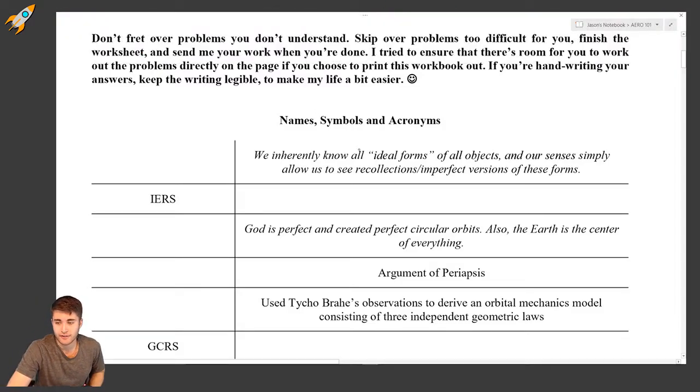So who said this? We inherently know all ideal forms of all objects, and our senses simply allow us to see recollections of these objects. So what this philosopher said is basically, we already know all of the ideal forms, and when we see an object in person, right? How can I know that that's my cell phone? Well, I'm just born with an idea of what the cell phone is, and I simply recollect what the cell phone is. Now, obviously, we don't know that's right anymore. But I think I'll leave the philosophers for you guys to guess, right?